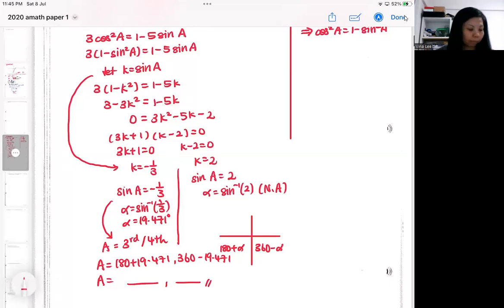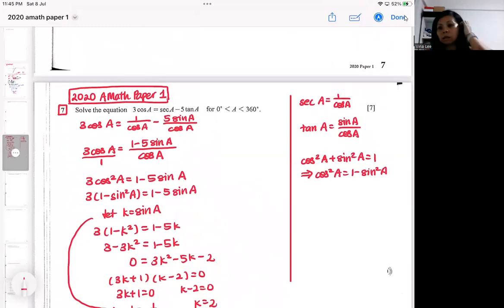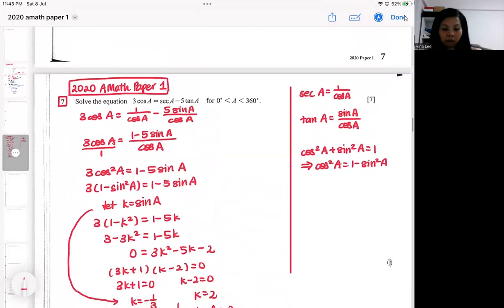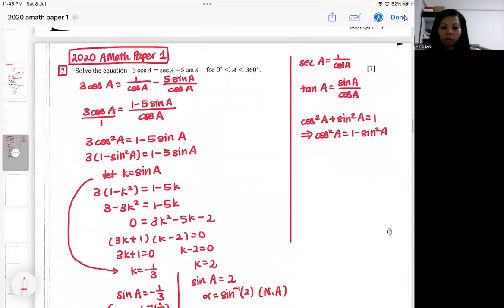So it's quite easy, and that's how you get your two angles. Okay, so for doing this, at O level it is quite a lot of marks, 7 marks. And it's actually not that difficult. You just have to be very careful of careless mistakes.